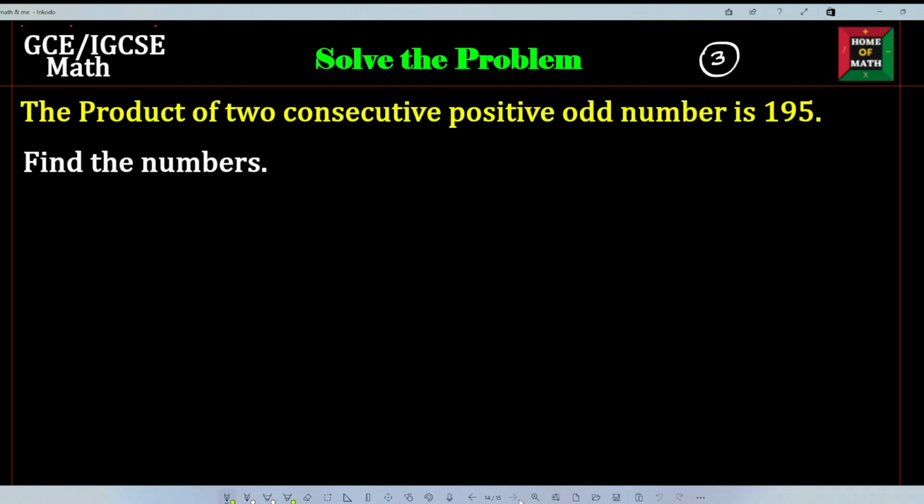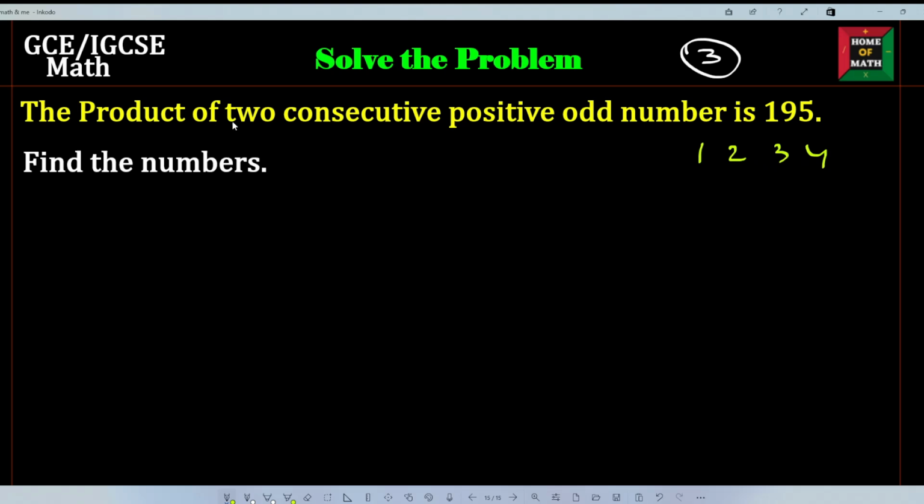Now the third one. Our third question is, the product of two consecutive positive odd numbers is 195. Find the numbers. So here is one thing, what is a consecutive number? A consecutive number is a regular number which comes one after another, like 1, 2, 3, 4. This is a consecutive number.